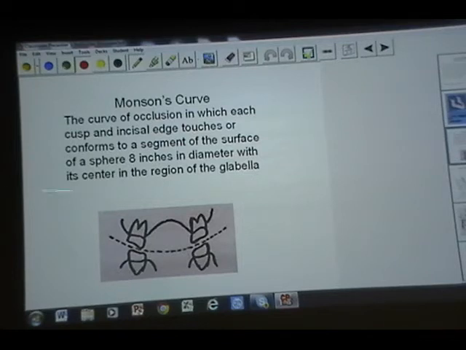It would be an 8-inch sphere. The center, I'm sorry, come over the glabella, the region of the glabella. The center is the glabella. Okay. So the upper point of this curve from a diameter type radius would be from the glabella to the side, to the up, down, and so forth. This was Monson's curve.